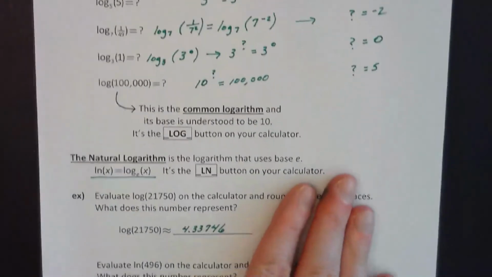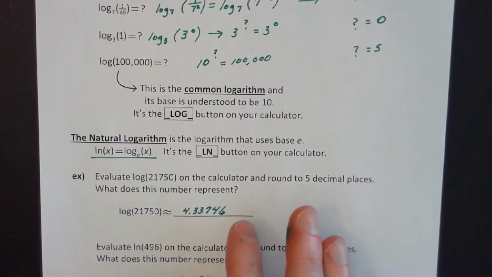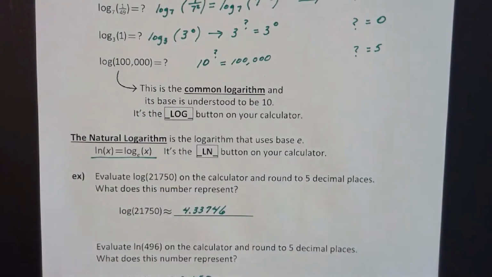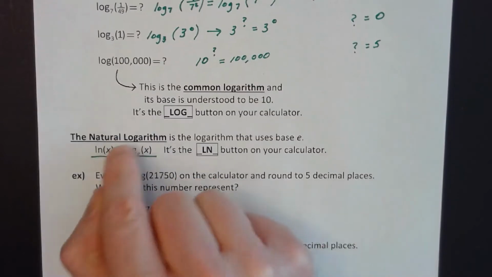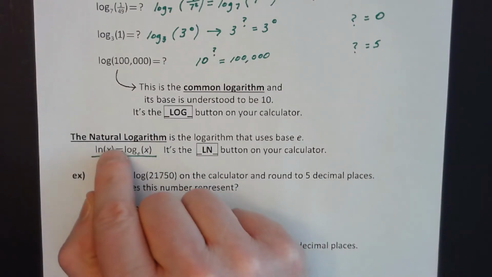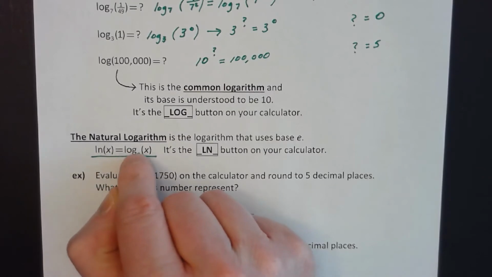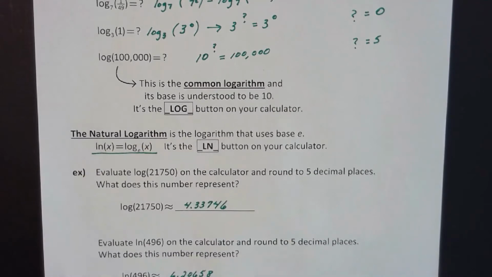Now, the other logarithm that we see even more commonly than the common log is the natural log. Natural log is usually just written as ln, but it means log base e. So anytime you see this, it would be read as the natural log of x, it literally means log base e of x. What number do I have to raise e to to get x on the inside?